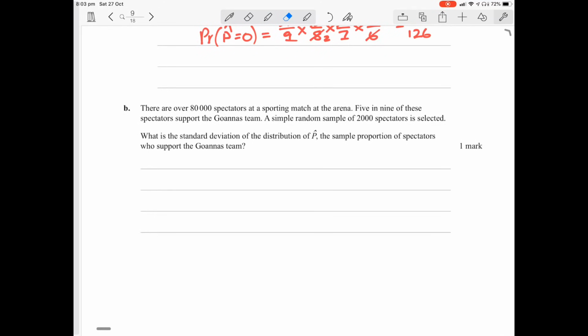There are over 80,000 spectators at the sporting match arena. 5 in 9 of these spectators support the Goannas team. So let's say P is 5 in 9. A random sample of 2,000 spectators is selected. So N is 2,000. What is the standard deviation of the distribution of P hat, the sample proportion of spectators?